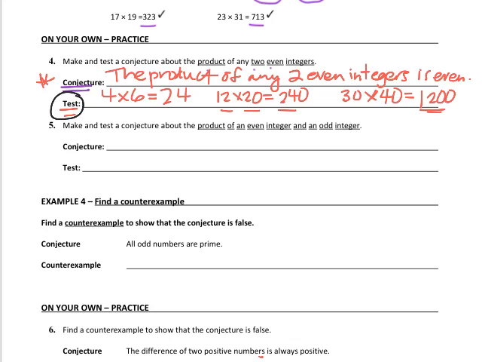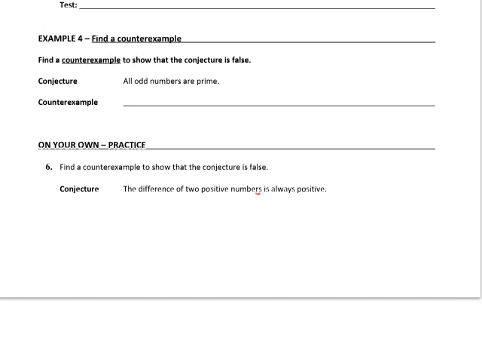Okay, and I'd like to have you try number 5, write a conjecture, and also give a few examples when you're testing your conjecture. Okay, the last part of our notes here is finding a counterexample. A lot of students have a difficult time with this because you're finding a time where the statement is false. So this is mostly true. Okay, all odd numbers are prime, but there are some situations where odd numbers are not prime, and that's what you're trying to find, proving that the statement is not always true.